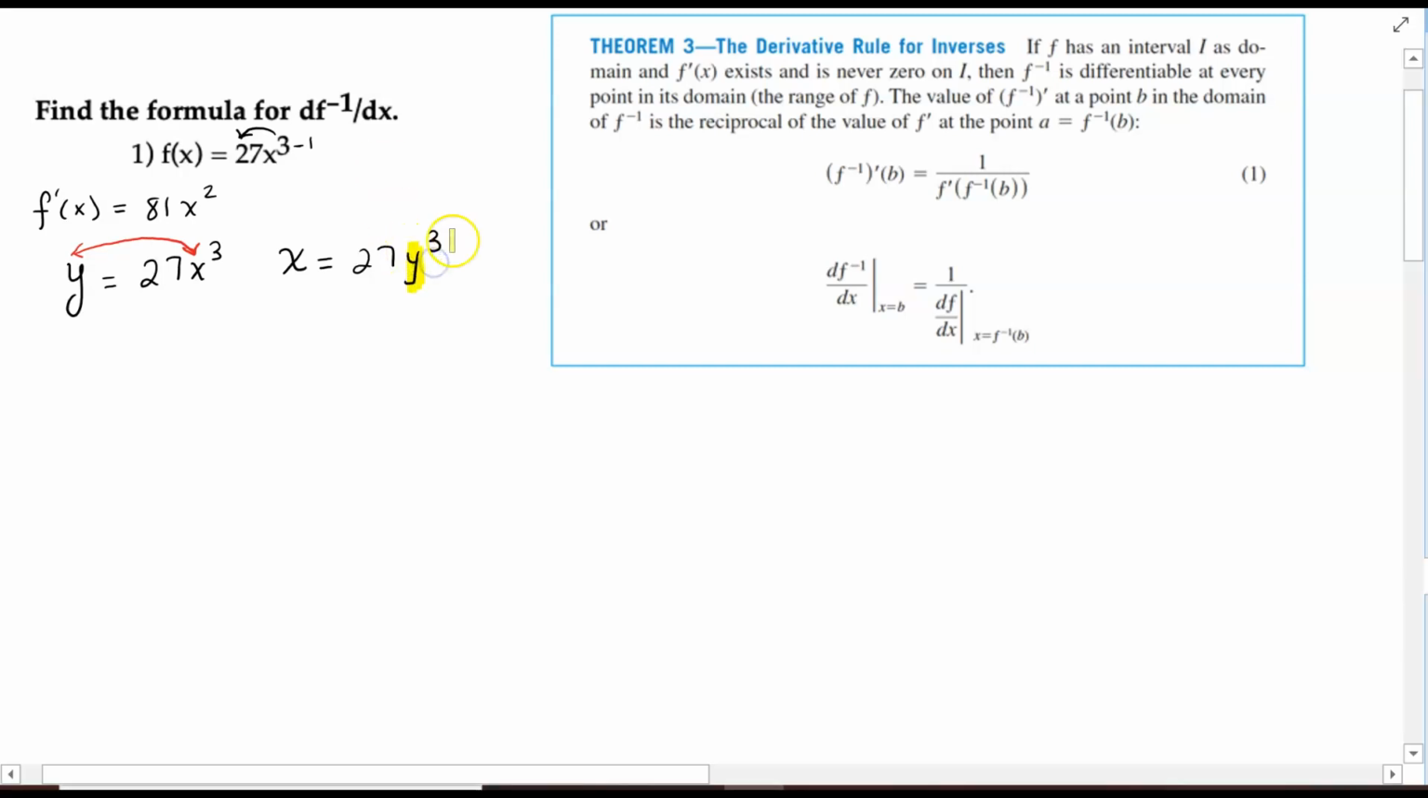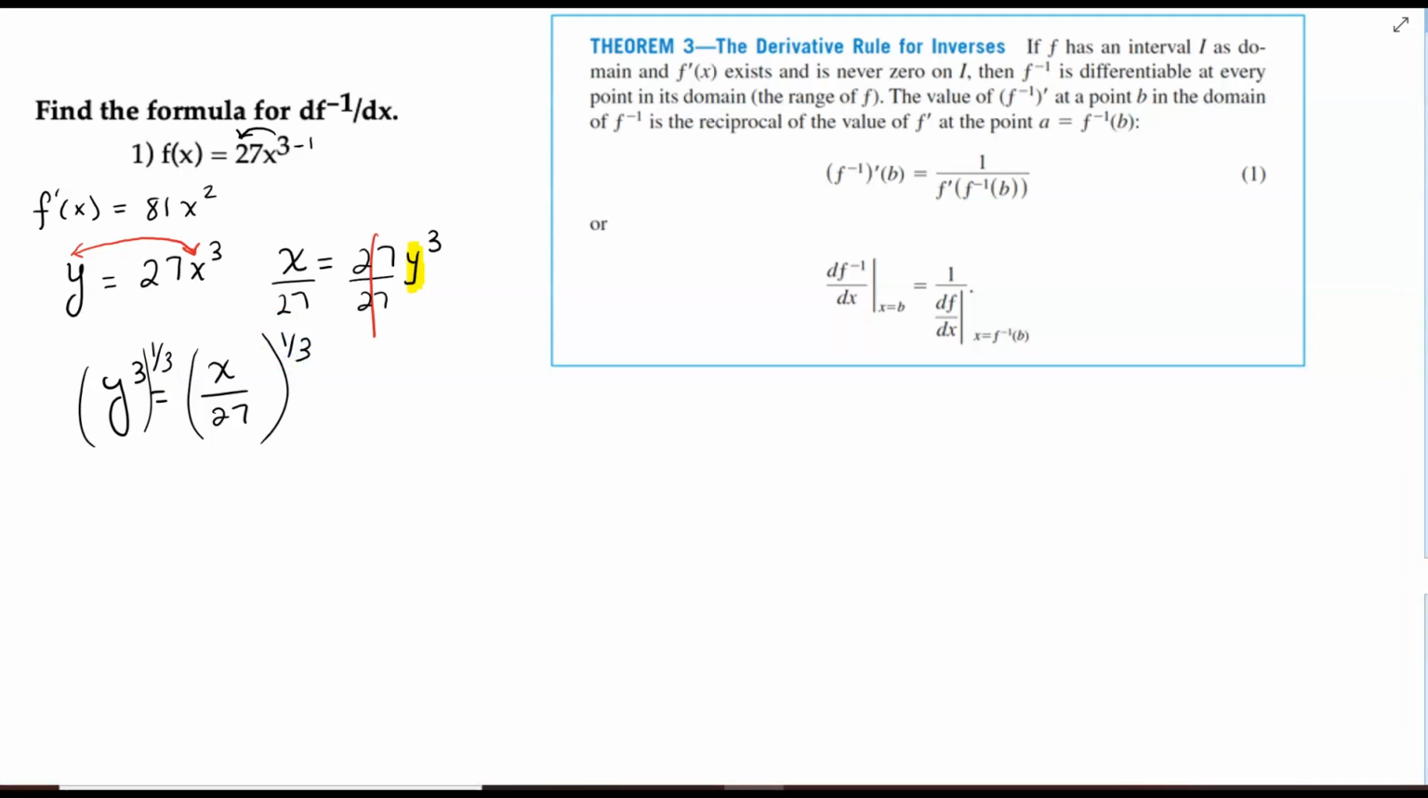We're going to isolate y. One of the first things to do is divide everything by 27. That eliminates the 27, and we are left with something that looks like this: y cubed equals x divided by 27. To solve for y in this case, we would take the cube root of both sides, but that's the same thing as raising it to the 1/3 power. As long as what you do to one side, you do to the other, you're good. And that gets rid of this exponent issue for us.